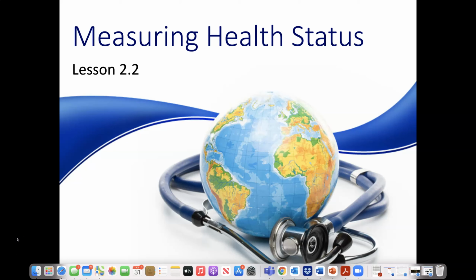Welcome to Lesson 2.2, Measuring Health Status. This lecture is going to be very important for your group project. You will be picking a country and looking at the health status of the country, and you will be using these key terms to do that.